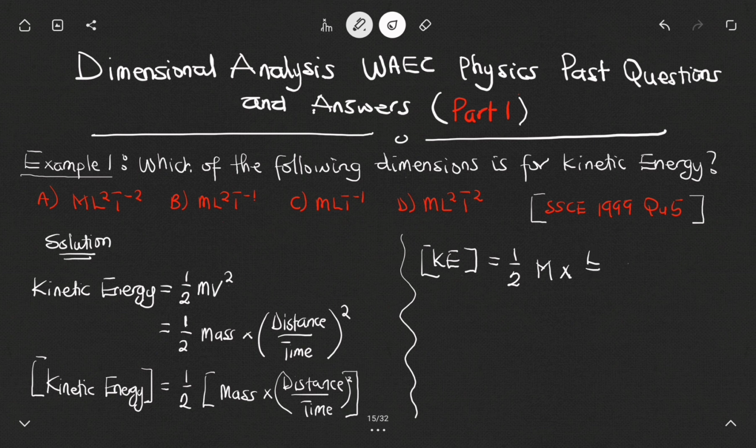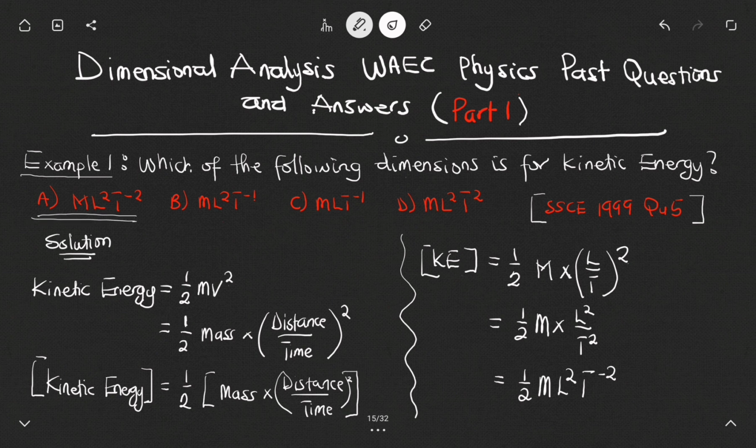The dimension of time is t, so we put it like this because distance is measured in length, so the dimension is l, so we square it. So from here we have half m multiplied by l squared on t squared. Now if we bring t to the top, we'll have half multiplied by m, we have our l squared already here. When we send the time squared to the top, it becomes t minus 2. So ignoring the coefficient, the dimension for kinetic energy will be m l squared t to the negative 2, and that means that our option A over here is the correct answer.